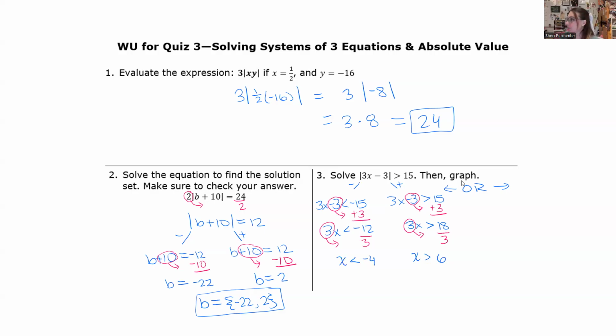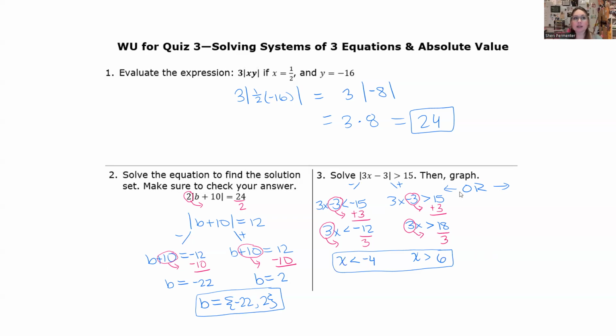And on your quiz, the multiple choice questions are the graph. So you need to make sure that you solve it, and I need to see this and this. If you do not show me these 2 pieces, I am not giving you full credit. So you need to show me this, and then you need to graph it.